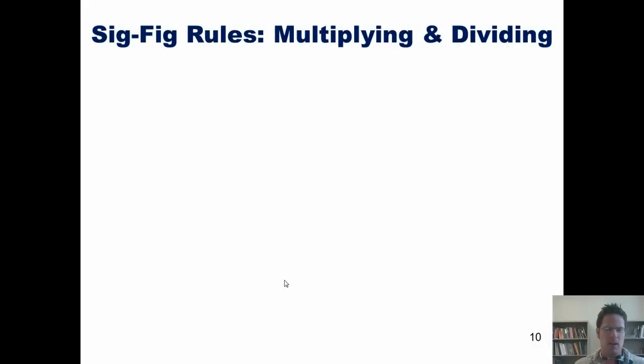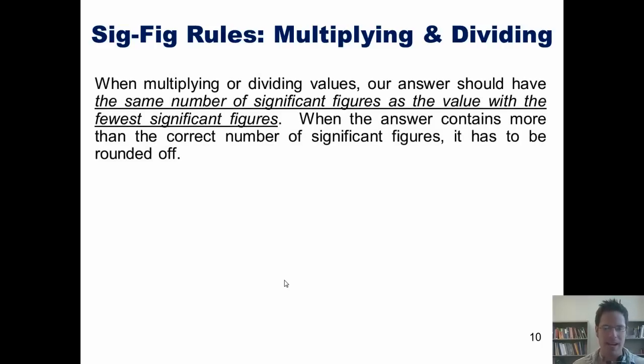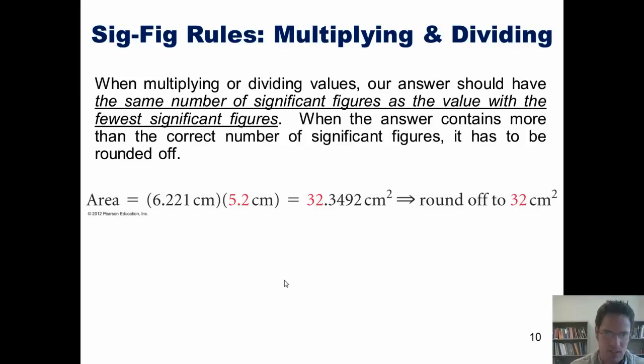Now, as I mentioned before, there are different rules for adding and subtracting than there are for multiplying and dividing. Thus, when we multiply or divide values, our answer should have the same number of significant figures as the value that had the fewest significant figures. When the answer contains more than the correct number of significant figures, it has to be rounded off. We can see that in this example.